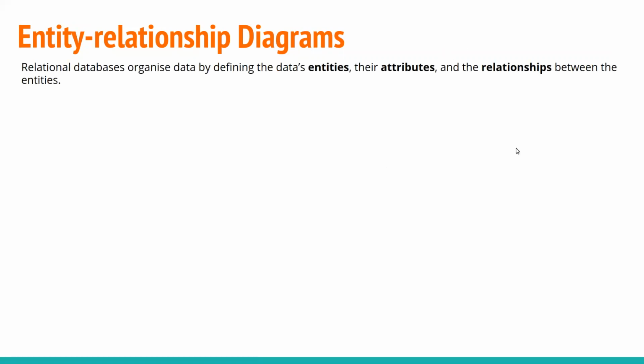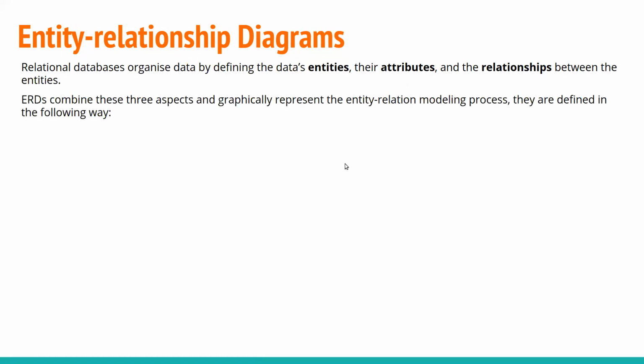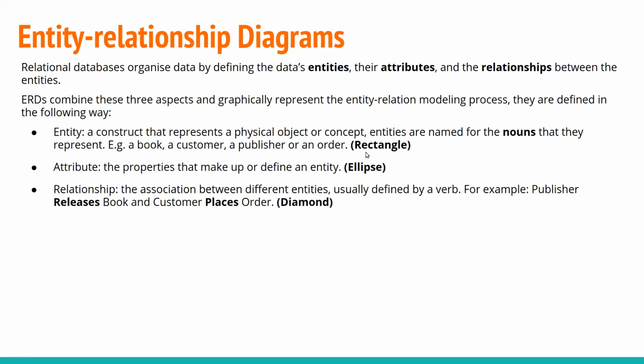So relational databases organize data by defining, and you can see what's in bold, the entities, the attributes, and the relationships between the entities. Like we said, a relational database is a database that organizes the data according to these 3 things. But you guys obviously don't yet know what those 3 things are, so we're just going to discuss them now. What are these 3 things?